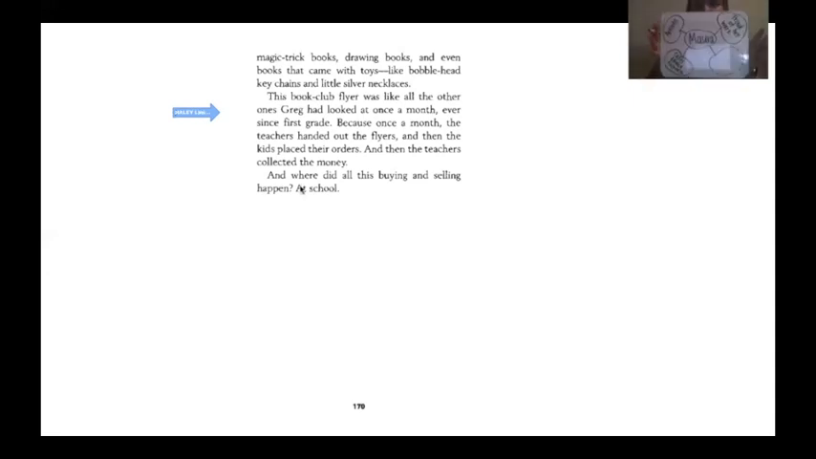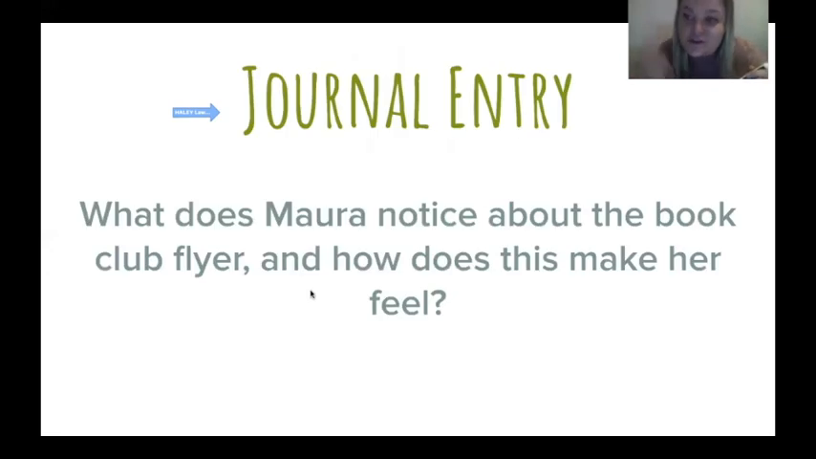So, look at that, guys. You can go and write your own paragraph about Mara now. You've got 3 facts about her, and that is so cool. So, your journal entry for today is, what does Mara notice about the book club flyer, and how does this make her feel? How does it make her feel? So we kind of just went over that. What was the big thing? She was disgusted when Greg didn't see it. And so what did she notice, and how does that make her feel?